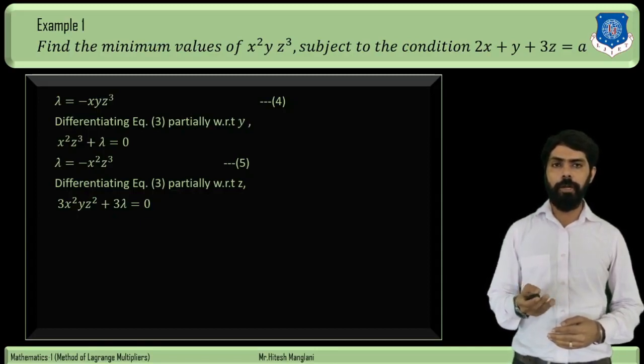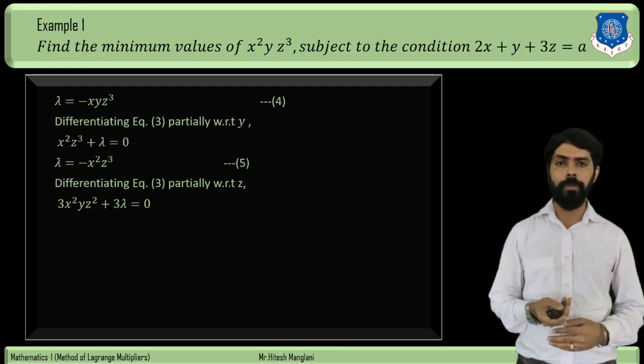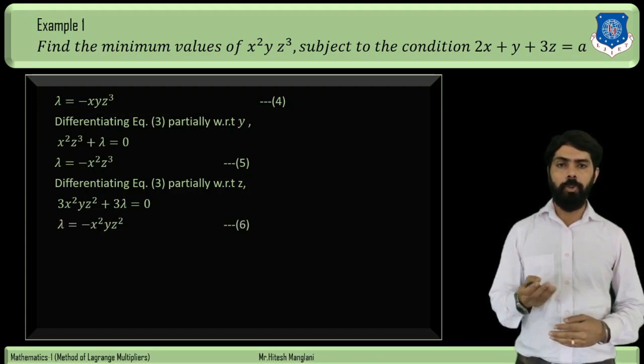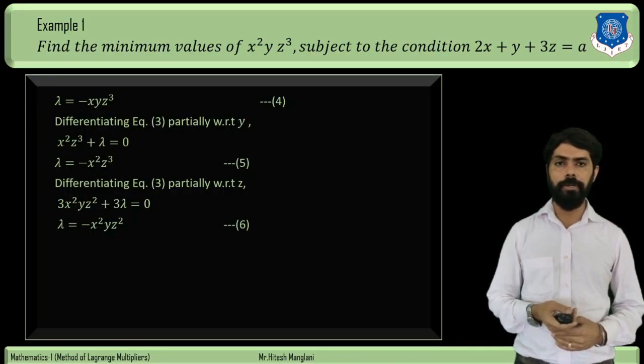Here derivative of 2x with respect to z will be 0 because we are taking partial differentiation with respect to z, so x is a constant. Same way partial derivative of y with respect to z will be 0. Same way third term is 3z, so derivative of 3z with respect to z will be 3. So here it will be 3 lambda, and last term is a, so derivative of that term will be 0. So 3x square y z square plus 3 lambda is equal to 0. Now taking 3 common, x square y z square plus lambda is equal to 0. So lambda is equal to minus x square y z square. So suppose this is equation number 6.